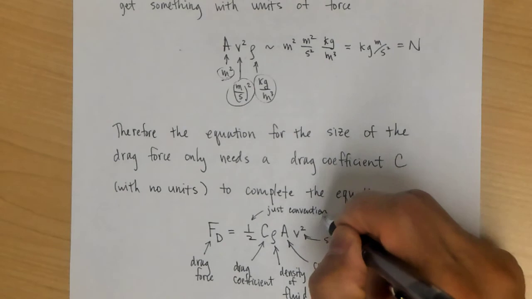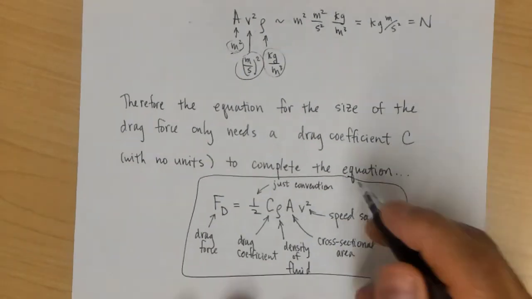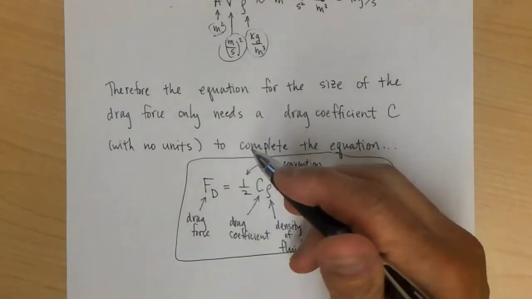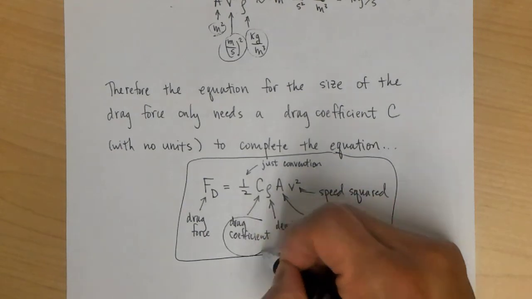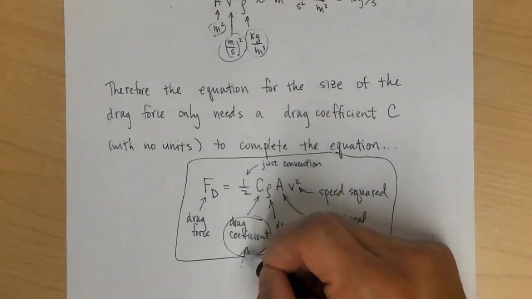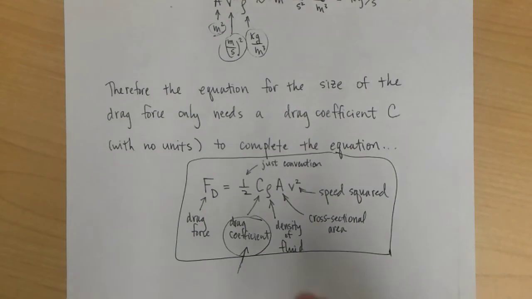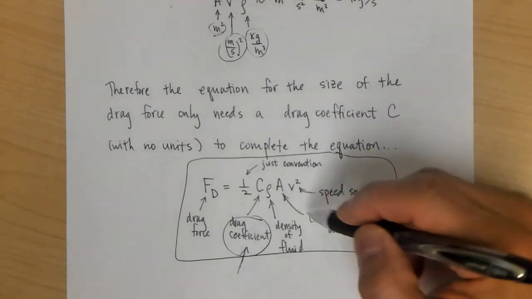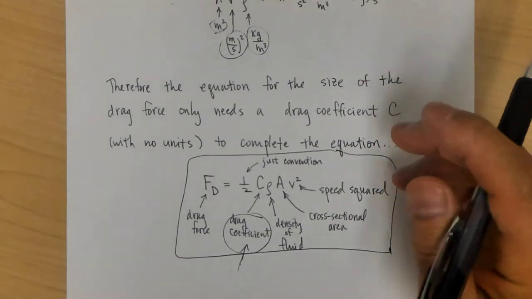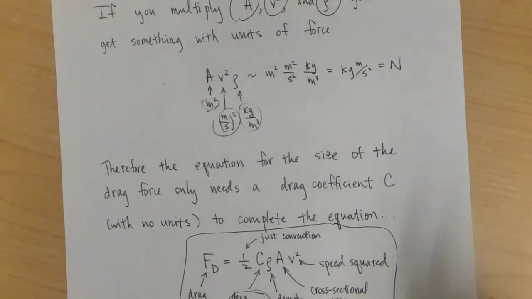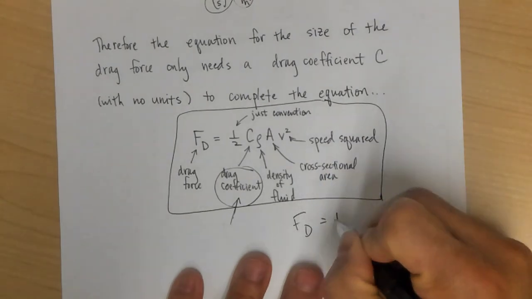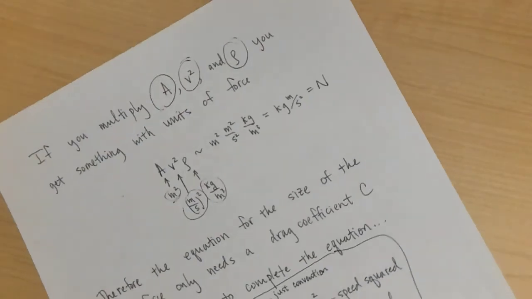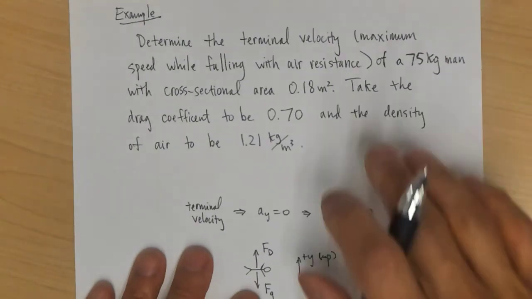The actual formula, as we'll write it down, is that the drag force is equal to 1/2, and this 1/2 is just the convention of how to define it, times C, the drag coefficient, which is unitless, some number like 0.2 or 0.7. And rho is the density of the fluid, A is the cross-sectional area, and v squared is the speed squared. So that's the formula: the drag force is 1/2 the drag coefficient, times the density, times the area, times the speed squared. Let's try this with an example.